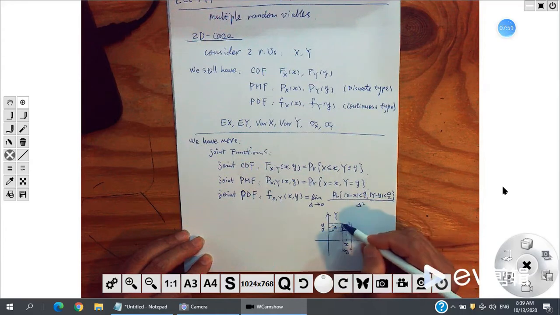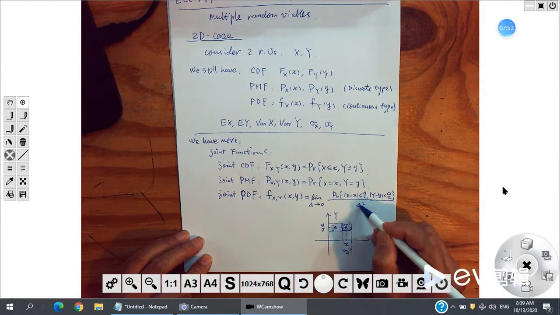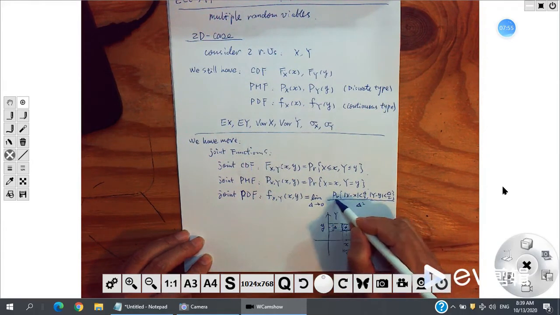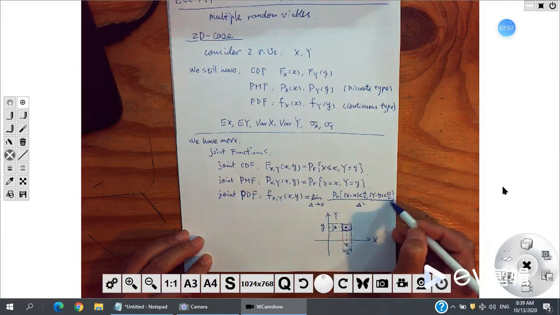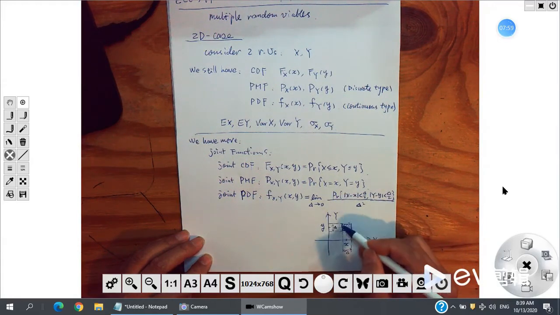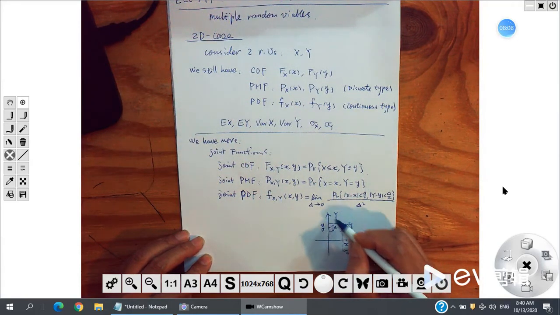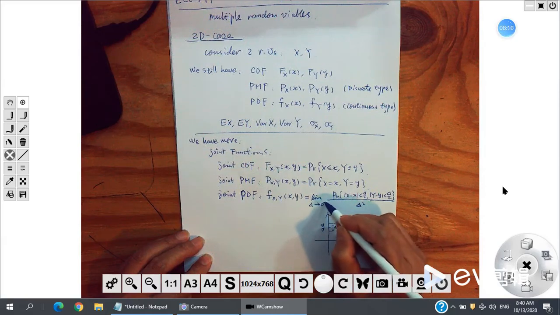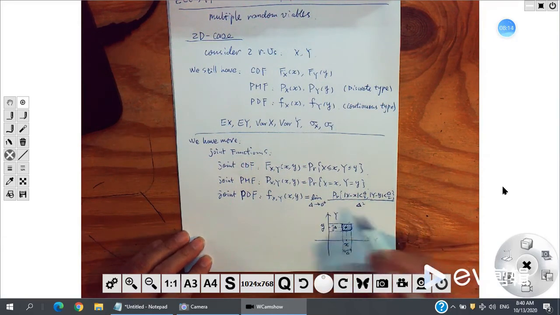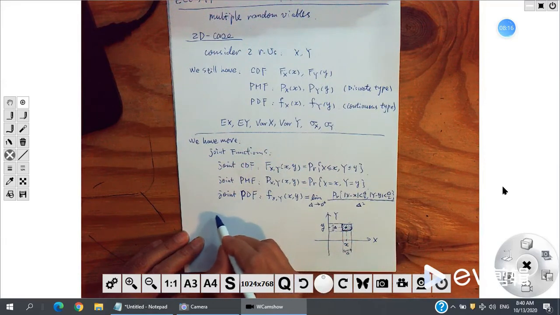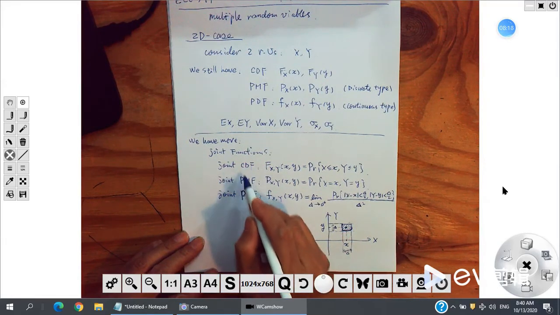So in this small area with the area delta squared, we have this probability. So this is kind of a density in this small rectangle. And we want to check the limit, so we let delta tend to 0. Of course, this only happens for positive delta. Okay, so we have this one. They are the definition of these three functions.